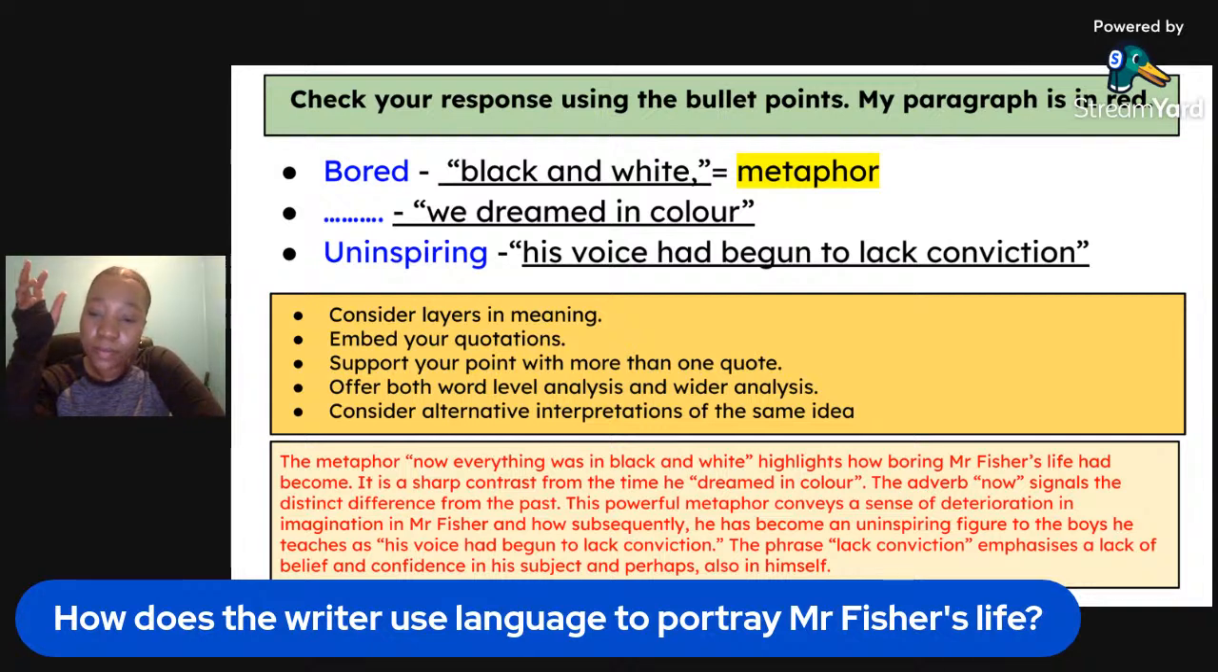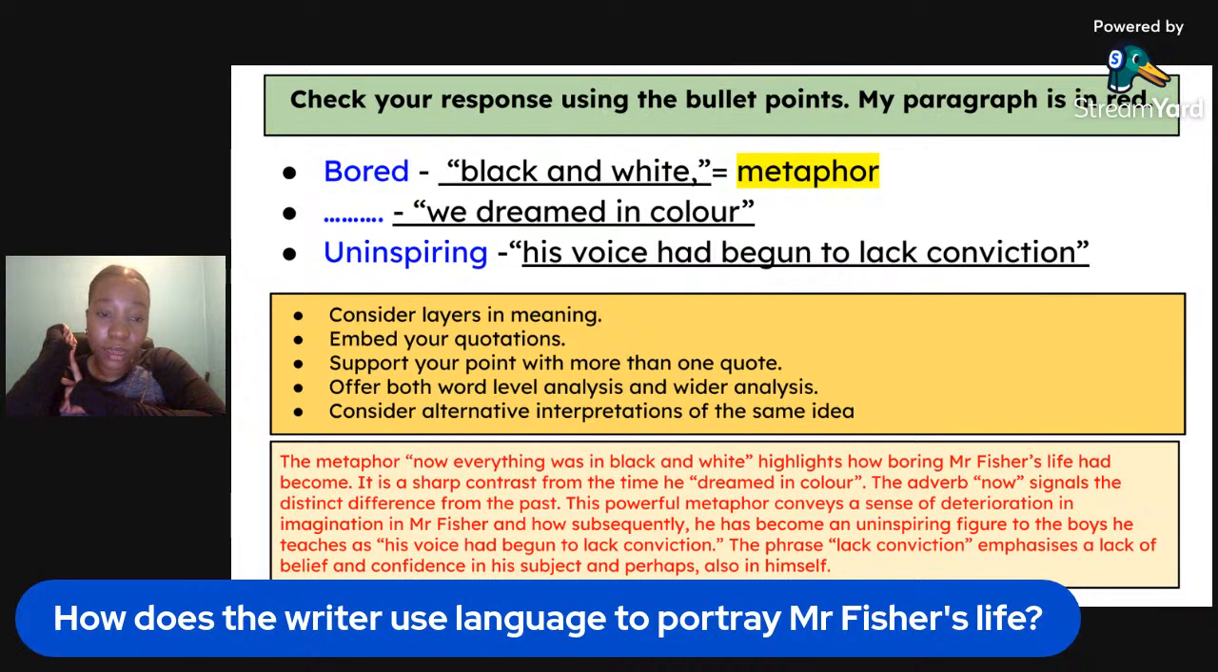You zoomed in on the word boring itself. You've also looked at another perspective, how it relates not just to his students, but Mr. Fisher himself. And then you have embedded your quotes as well with the magic inside of Mr. Fisher running out as well. Good. Very good. Yes. So you've got quite a few of those. You've definitely used more than one quote to support.